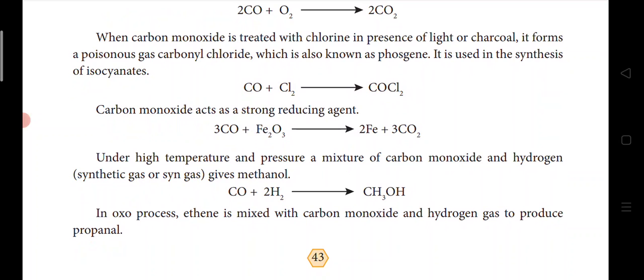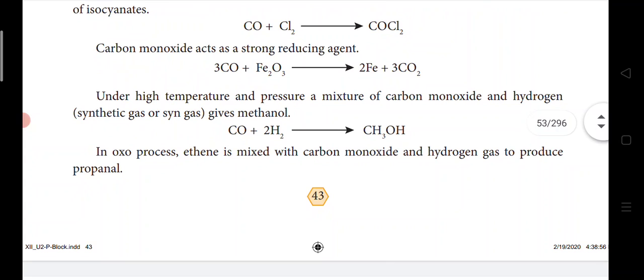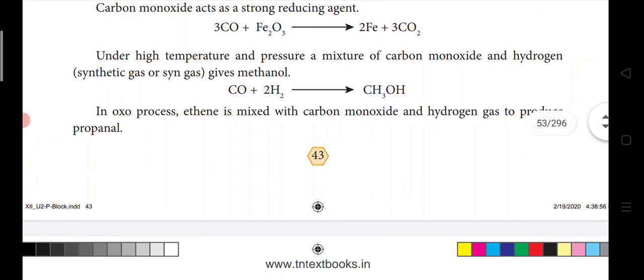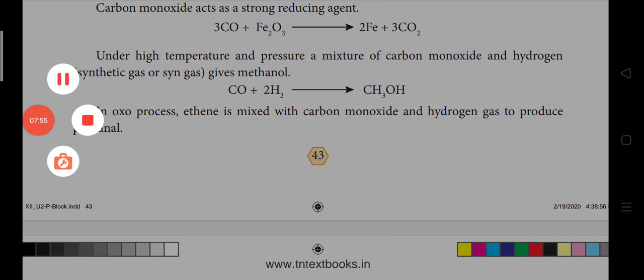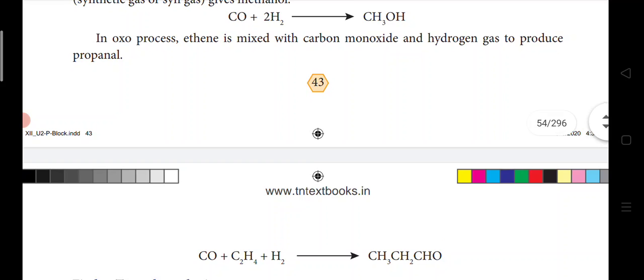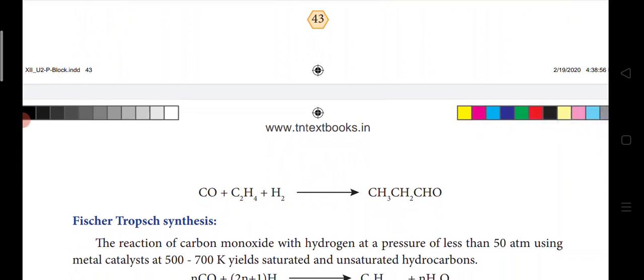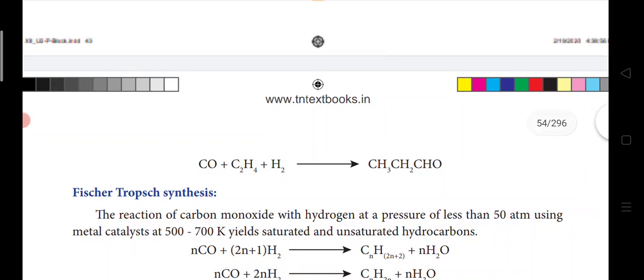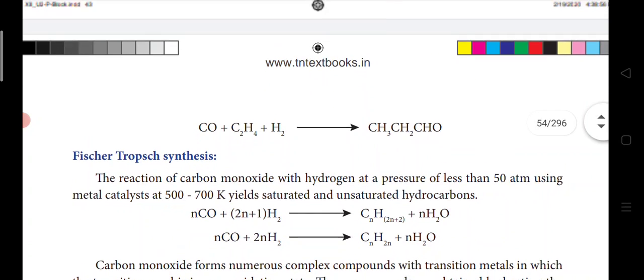Carbon monoxide acts as a strong reducing agent. Carbon monoxide reacts with iron oxide to give iron and carbon dioxide. Under high temperature and pressure, a mixture of carbon monoxide and hydrogen gas gives methanol. In the oxo process, ethene is mixed with carbon monoxide and hydrogen gas to produce propanal.